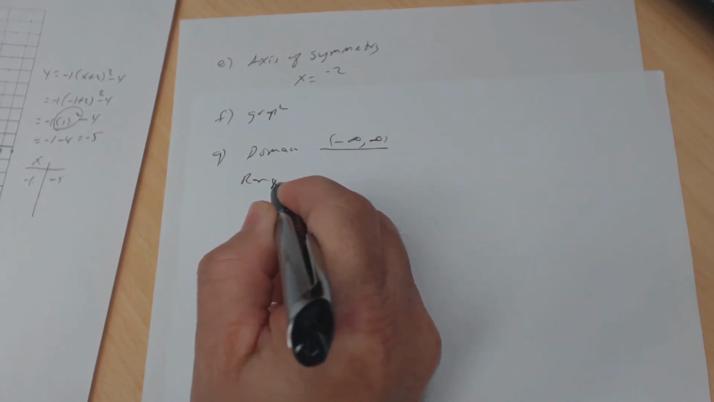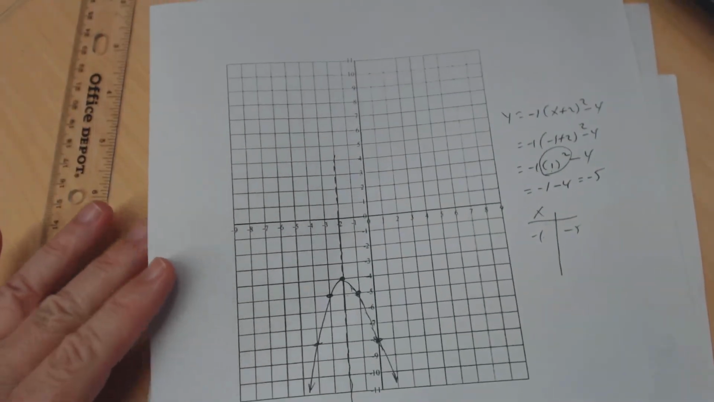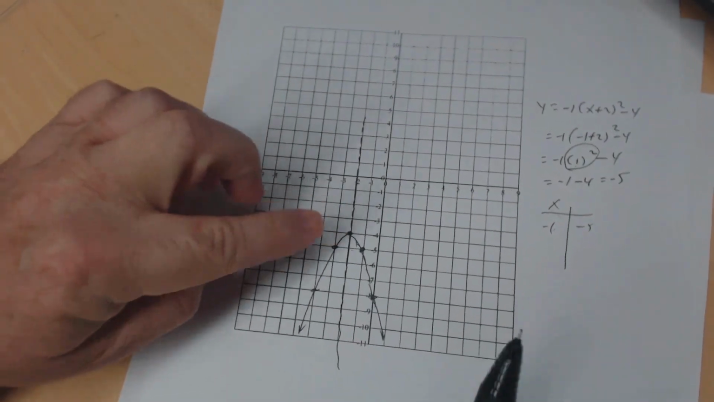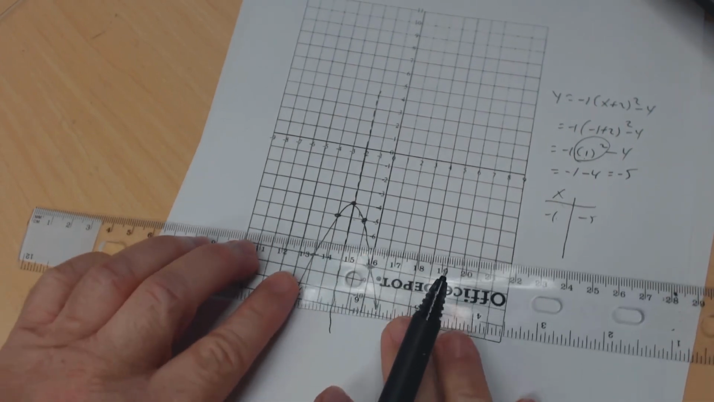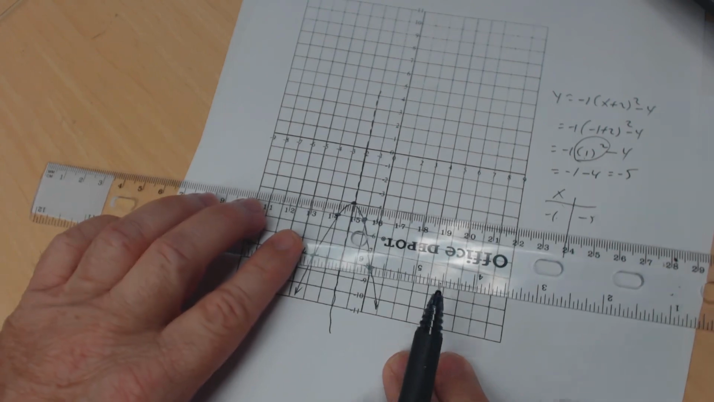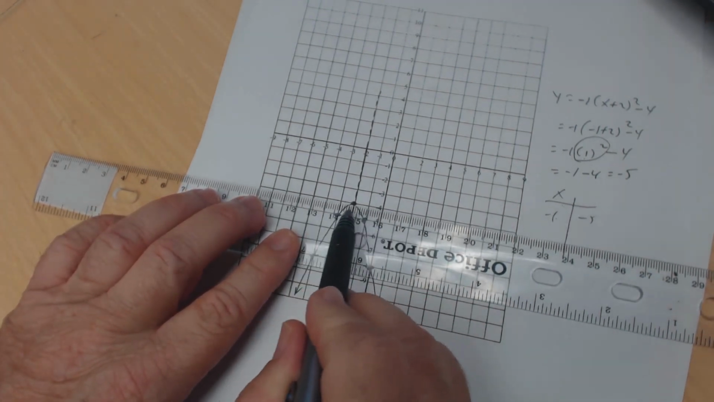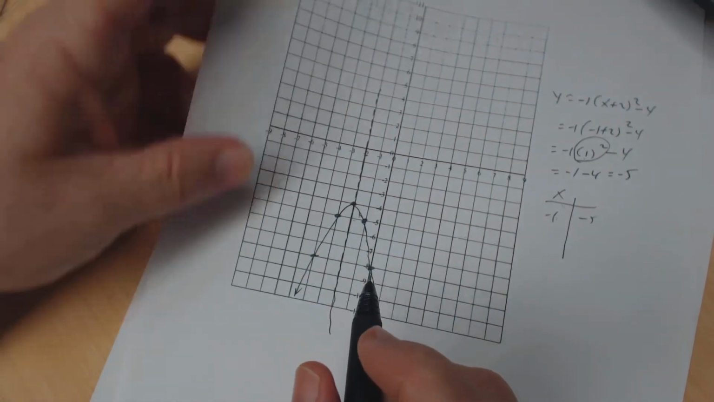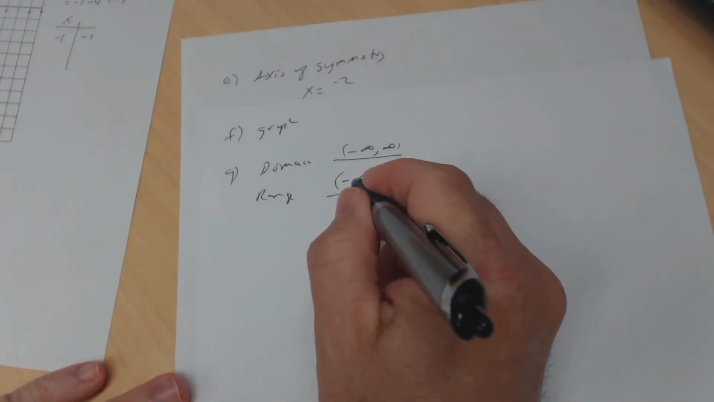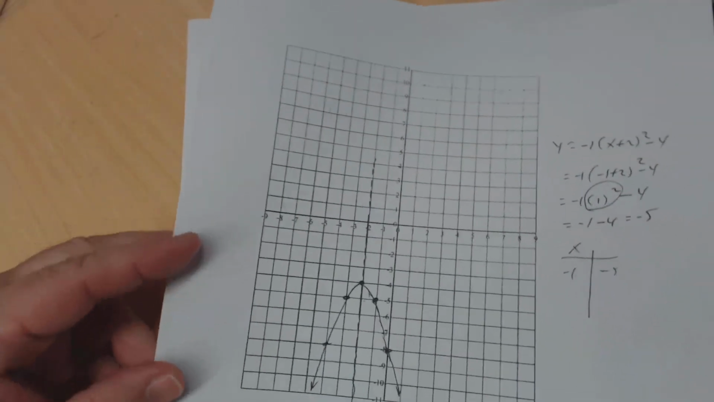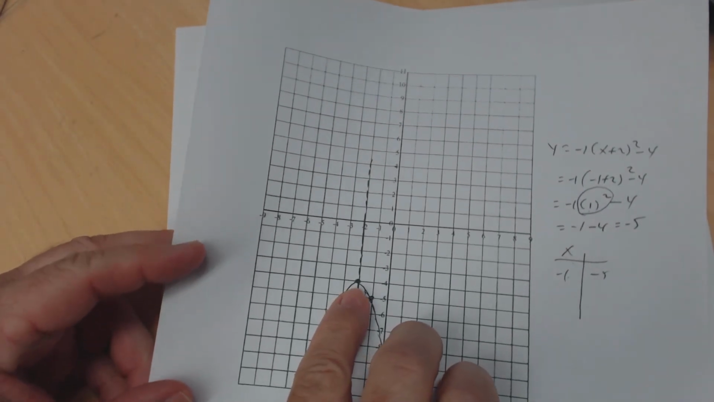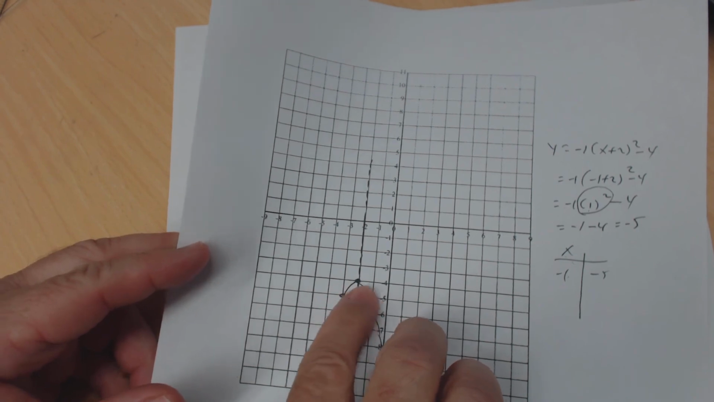Your range, though, depends on where your vertex is and whether it goes up or down. So your vertex is a maximum. It is pointing down. So your range would be from negative infinity all the way to this maximum y value. And this maximum y value is a negative 4. All right, so negative 4. So from negative infinity to negative 4 with a bracket. So remember, your range is a set of y coordinates. So that's why you choose negative 4. Don't choose the x coordinate. It's the y coordinate because you're dealing with range.